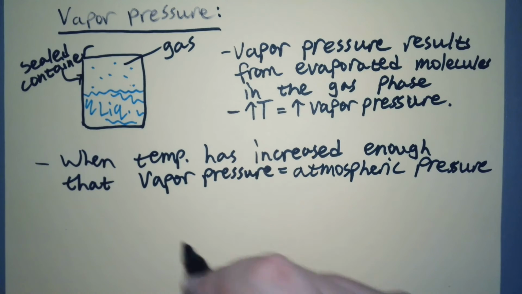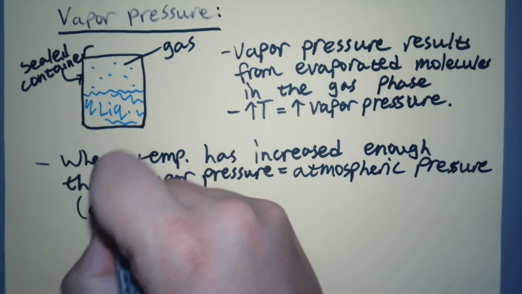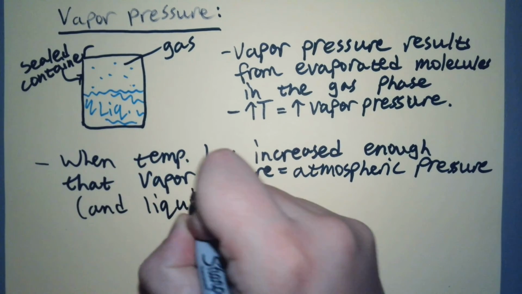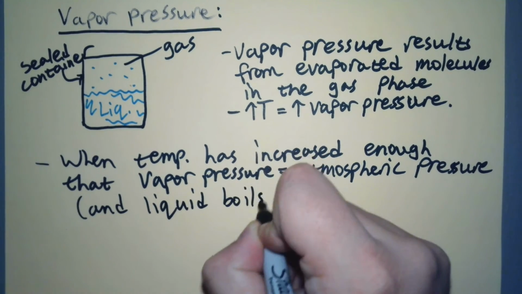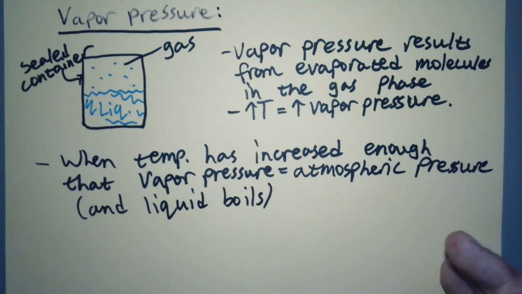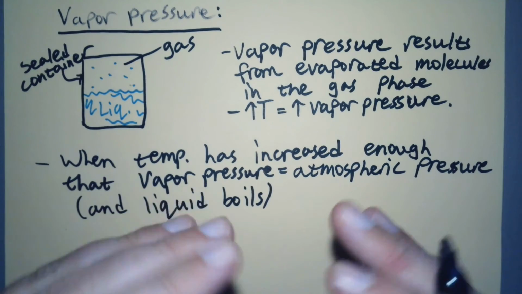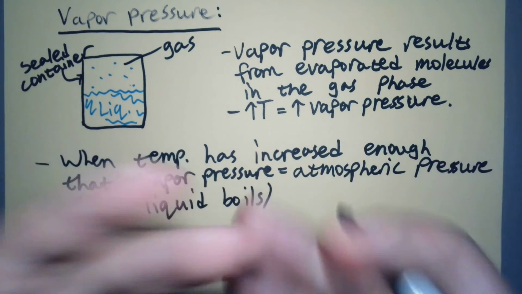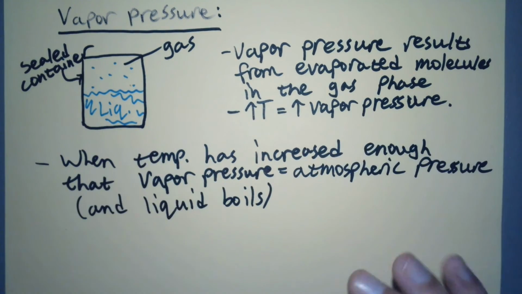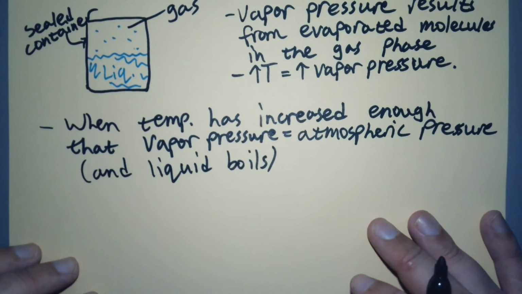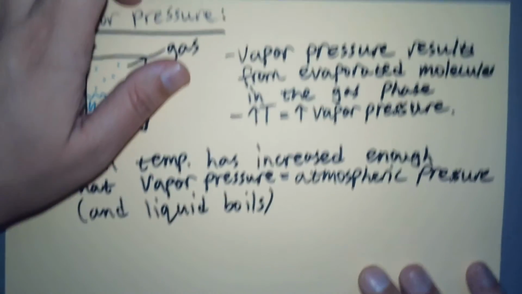So the vapor pressure equals atmospheric pressure, and the liquid boils. So it won't get hotter. It'll stay at a constant temperature. It can boil faster. You add more heat, it will boil faster, but it will not get hotter. Alright, so that's the deal with vapor pressures.